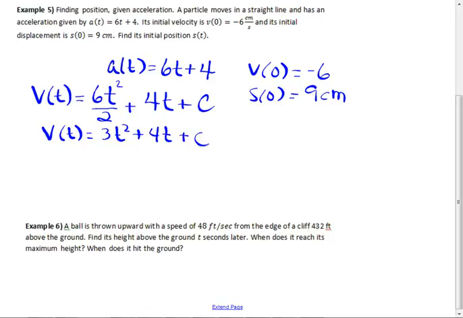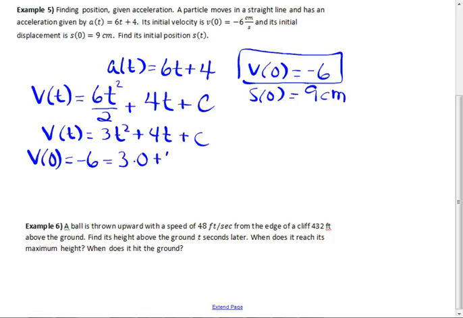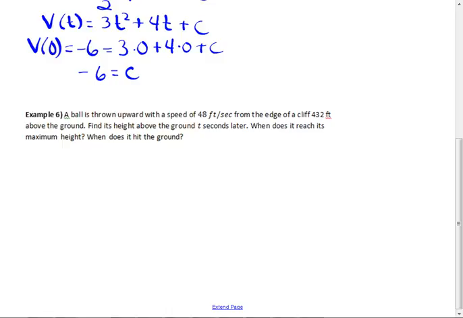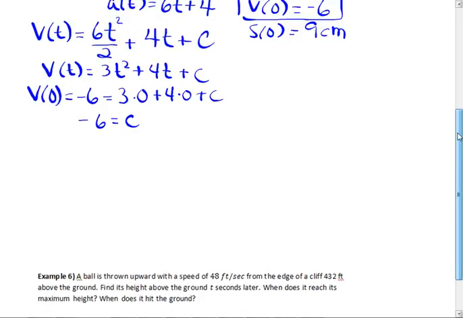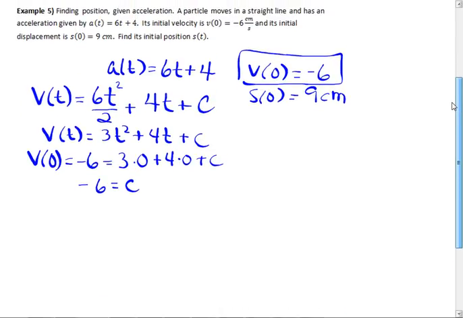Now I'm going to use my initial condition right here. So v of 0 equals negative 6 equals 3 times 0 plus 4 times 0 plus c. So c is equal to negative 6. I've made enough mistakes today, I would question myself. No. You have to watch your units. Negative 32 feet per second squared.